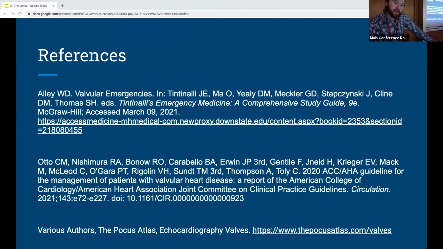So anyway, thanks. Here are some of my references. A lot of authors I want to point out on the Focus Atlas. I didn't list them all, but I have a list if anybody's interested. Great website. Any questions?